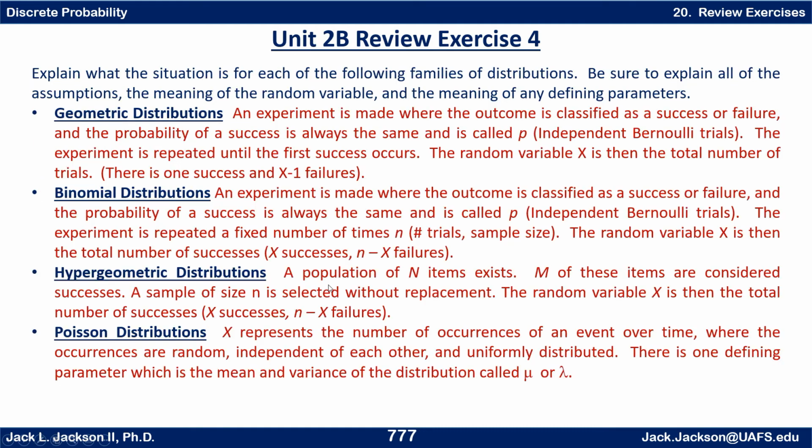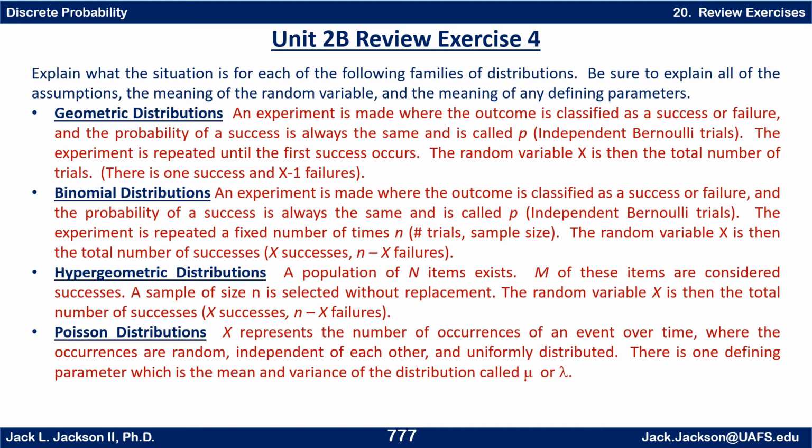All right, so let's take a look at these. So a geometric distribution: an experiment is made where the outcome is classified as a success or failure, and the probability of success is always the same and is called p. So these are what are called independent Bernoulli trials with the same probability. The experiment is repeated until the first success occurs, and the random variable X is then the total number of trials. So notice there'll always be one success, the last one, and X minus 1 failures.